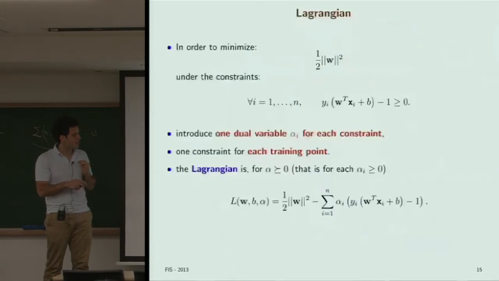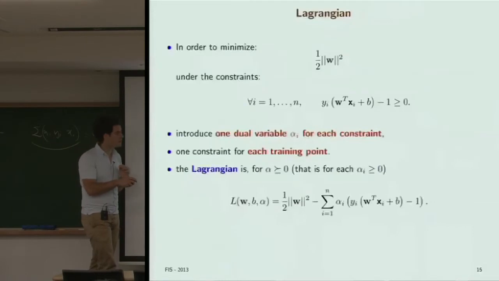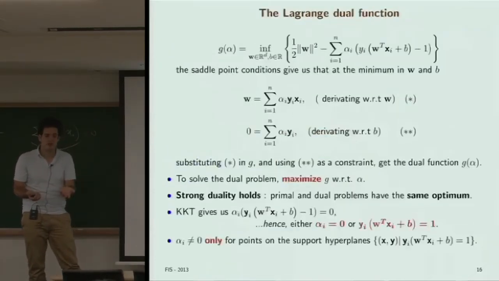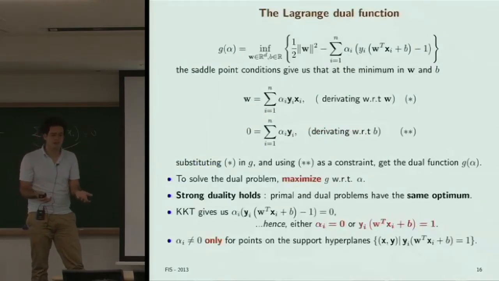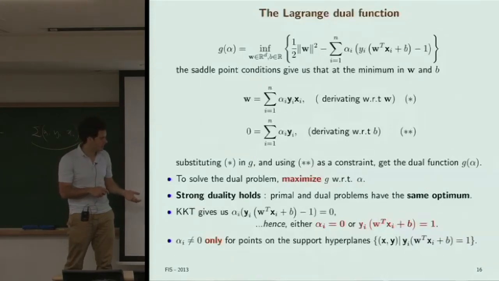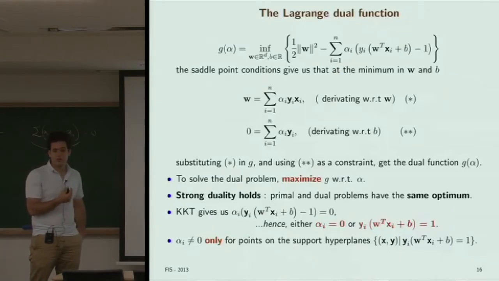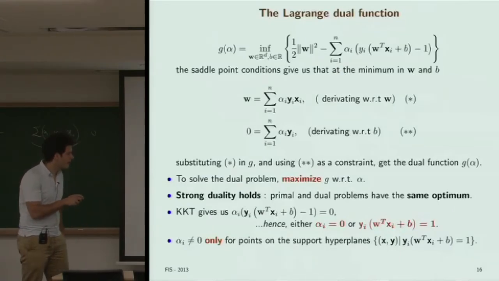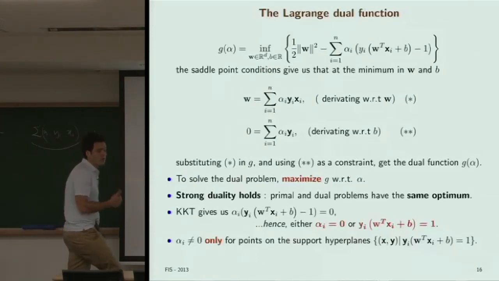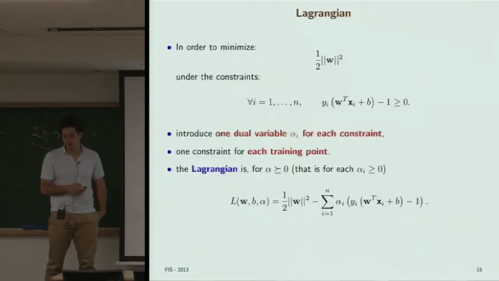If you look at this and this, they are similar, except that this was a constrained problem and this is an unconstrained problem. And it's not just unconstrained, it's a quadratic function, so it's trivial to minimize. We just differentiate with respect to W and b, set this to 0, and we have this. So this problem, maximizing G of alpha, is now called the dual problem, with respect to this problem, which is called the primal problem.